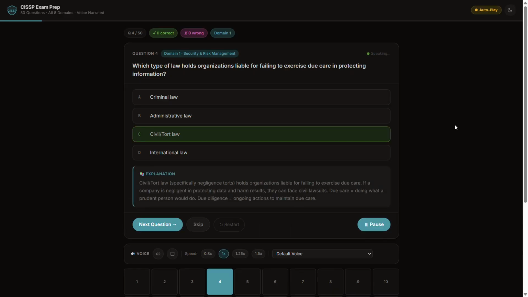Correct answer: C. Civil/tort law, specifically negligence torts, holds organizations liable for failing to exercise due care. If a company is negligent in protecting data and harm results, they can face civil lawsuits. Due care equals doing what a prudent person would do. Due diligence equals ongoing actions to maintain due care.